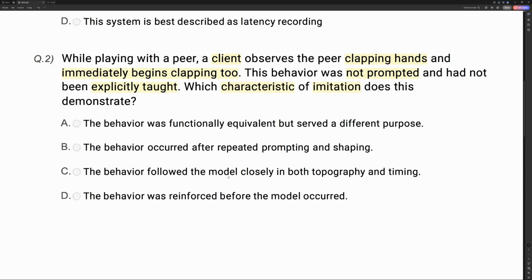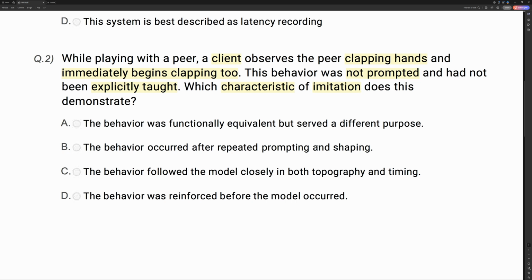C, the behavior followed the model closely in both topography and timing. Perfect. The client clapped just like the peer, and it happened immediately. Two sure signs of imitation. If the topography, or the look, is the same, and it happens immediately after the model, and the model in this case is the peer. So C looks good.